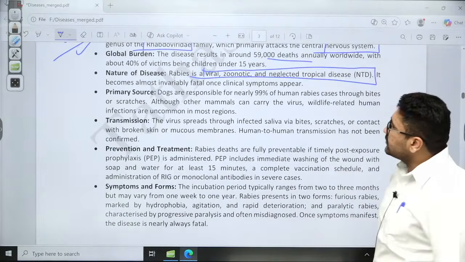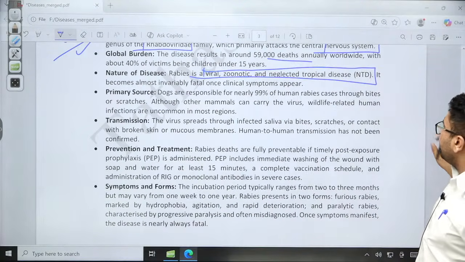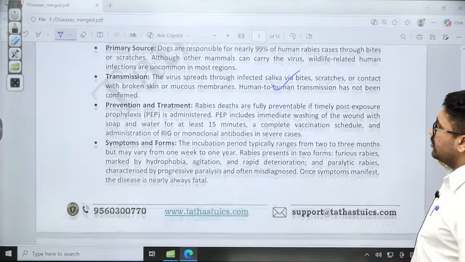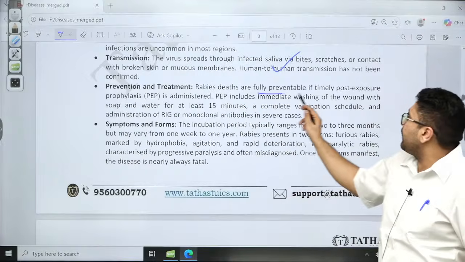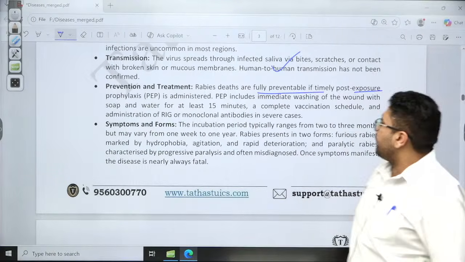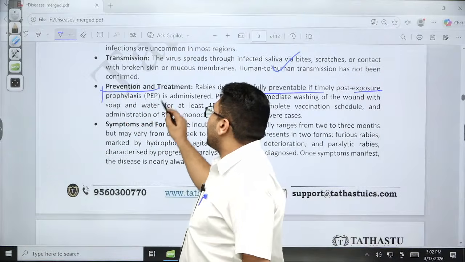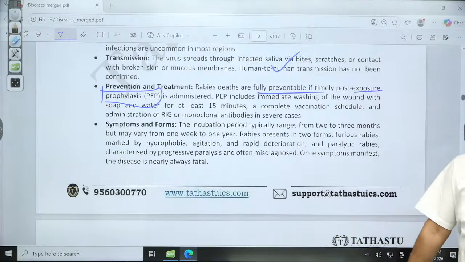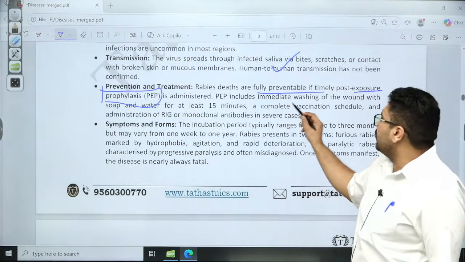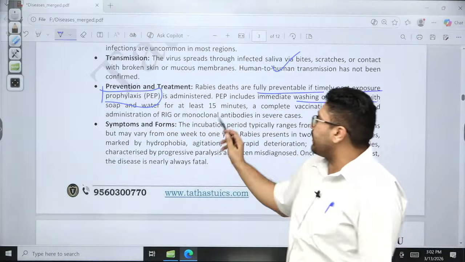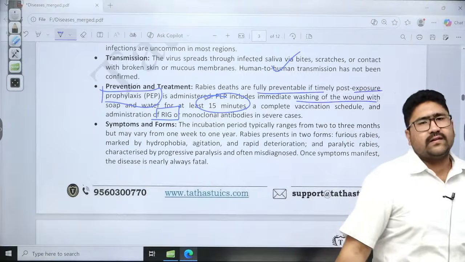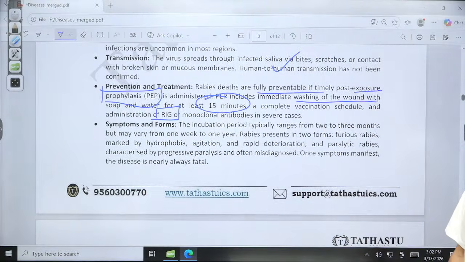Moving ahead, dogs are responsible for nearly 99% of the human rabies cases. We have already read all this. Transmission is through saliva, through bites. That we have also understood. Prevention: rabies deaths are fully preventable if timely post-exposure prophylaxis has been provided. That simply means medical intervention should be given. This includes immediate washing of wounds with soap and water for at least 15 minutes and administration of rabies immunoglobulin, that is the medicine that is going to neutralize the virus inside the body.